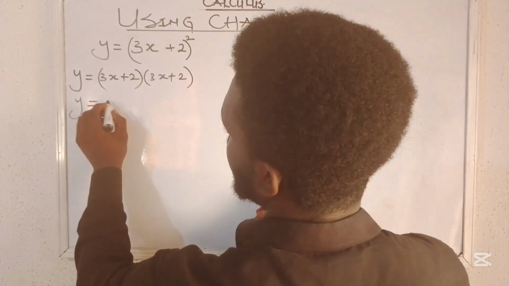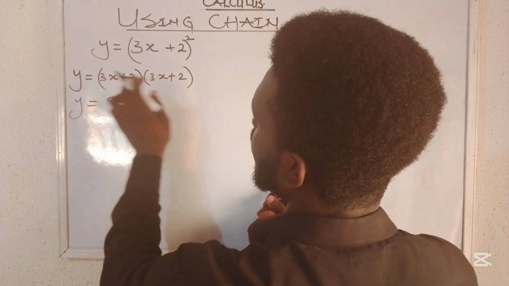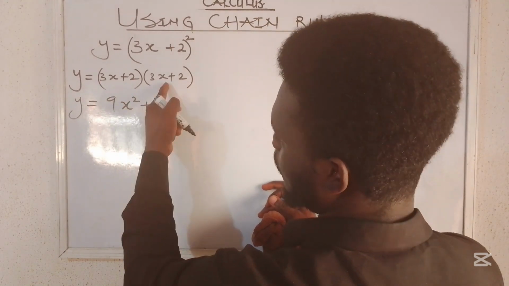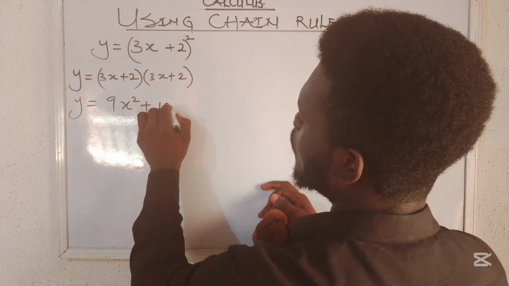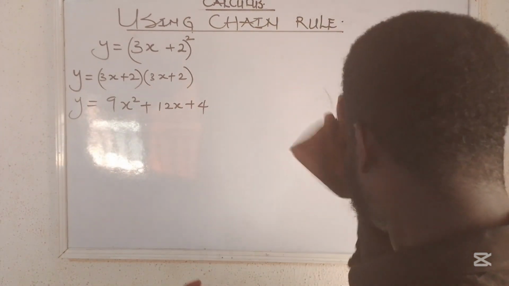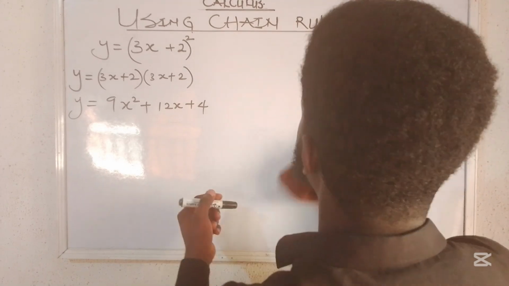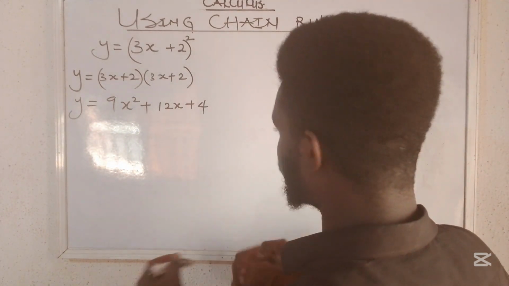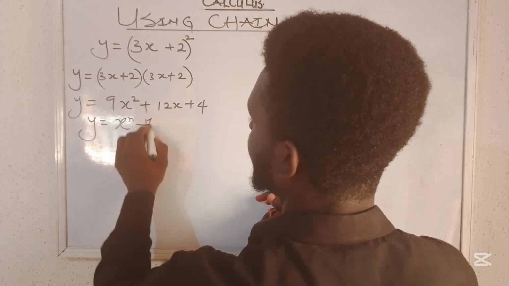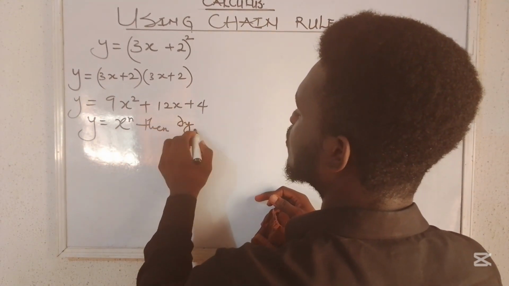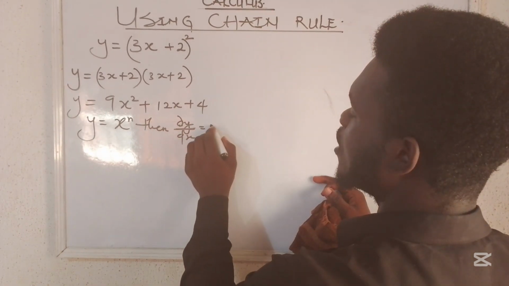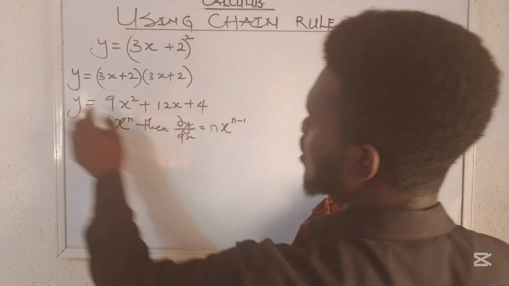So when you expand this, we are going to get 9x squared, then plus 3 times 2, we have 6x. Another 3 times 2, so we just have 12x, then plus 4. Then from here, we can take the derivative. I thought I gave a principle already that if y equals x to the power of n, then dy dx must be equal to n x to the power of n minus 1. That's the same thing we're going to do here.